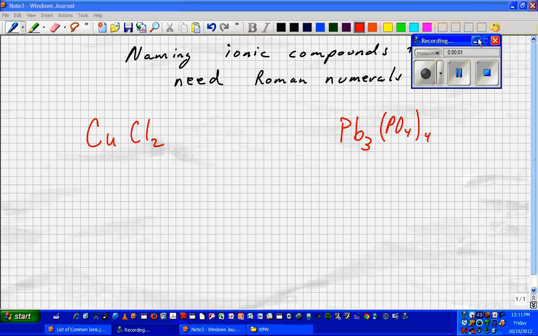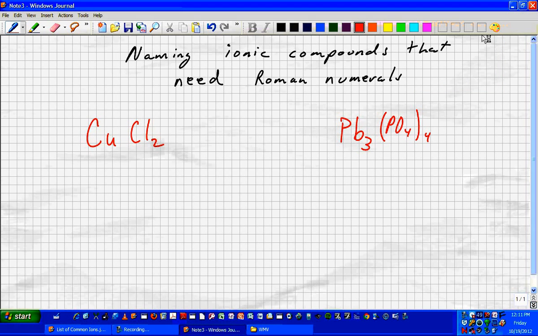I'd like to go through a couple of examples on how to figure out the name of a compound if it requires Roman numerals. Remember, you've got four elements, four ions you have to remember. Lead, copper, tin, and iron all form multiple ions.